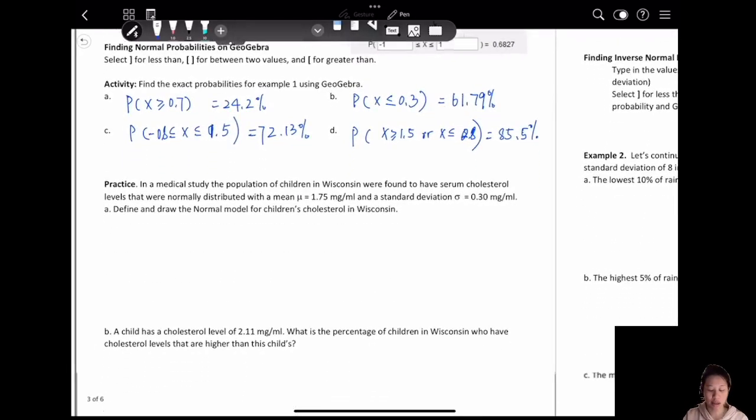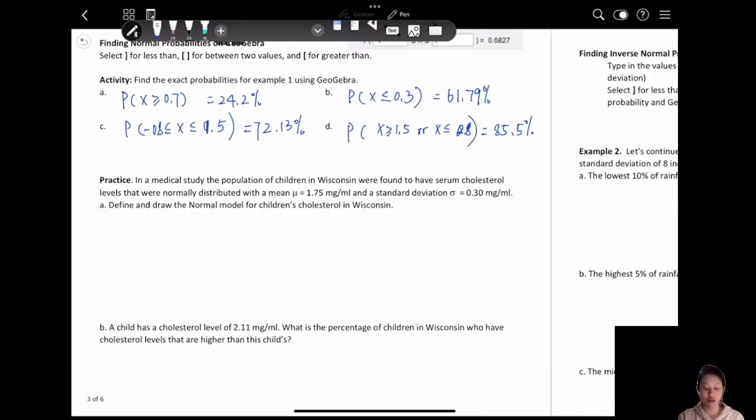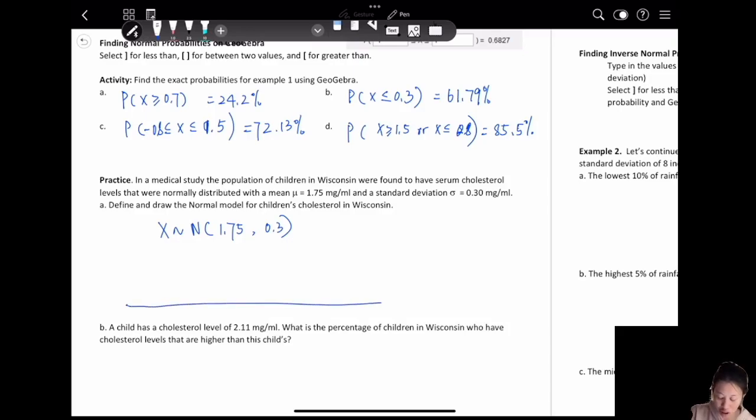So now the next one is, in a medical study, the population of the children in Wisconsin were found to have a serum cholesterol level that was normally distributed with the mean. So we know that this is a normal distribution with a mean of 1.75 and a standard deviation sigma of 0.3. Define and draw a normal model for the children's cholesterol in Wisconsin.